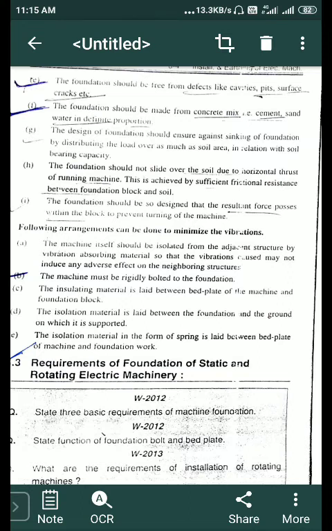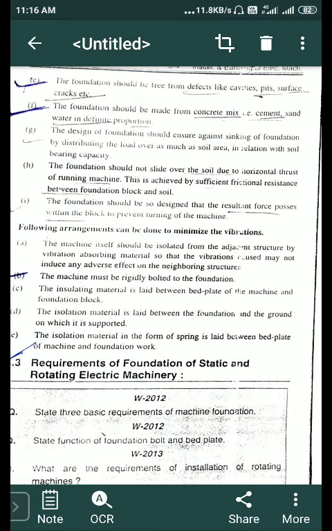The second point is the machine must be rigidly bolted to the foundation. This point should be taken into consideration. Then the next point is insulating material is laid between the bed plate of the machine and the foundation block. This means you have to use insulating materials so that it will not create any vibrations, such as rubber or whatever is suitable and convenient for that machine for smooth operation.